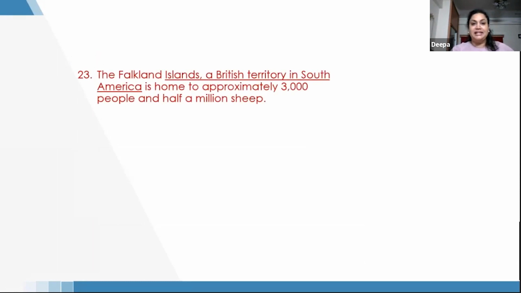The Falkland Islands, a British territory in South America, is home to approximately 3,000 people and 500,000 sheep. Now here, what is Falkland Islands? A British territory in South America. So that is a descriptive aside. So we have a comma here, and we don't have anything here. And therefore, because we have a comma here, having a comma here would be ideal. But let us check if we can have something else, brackets or a dash, if it is possible. Otherwise, we'll carry on with a comma. Let's check the options and then decide.